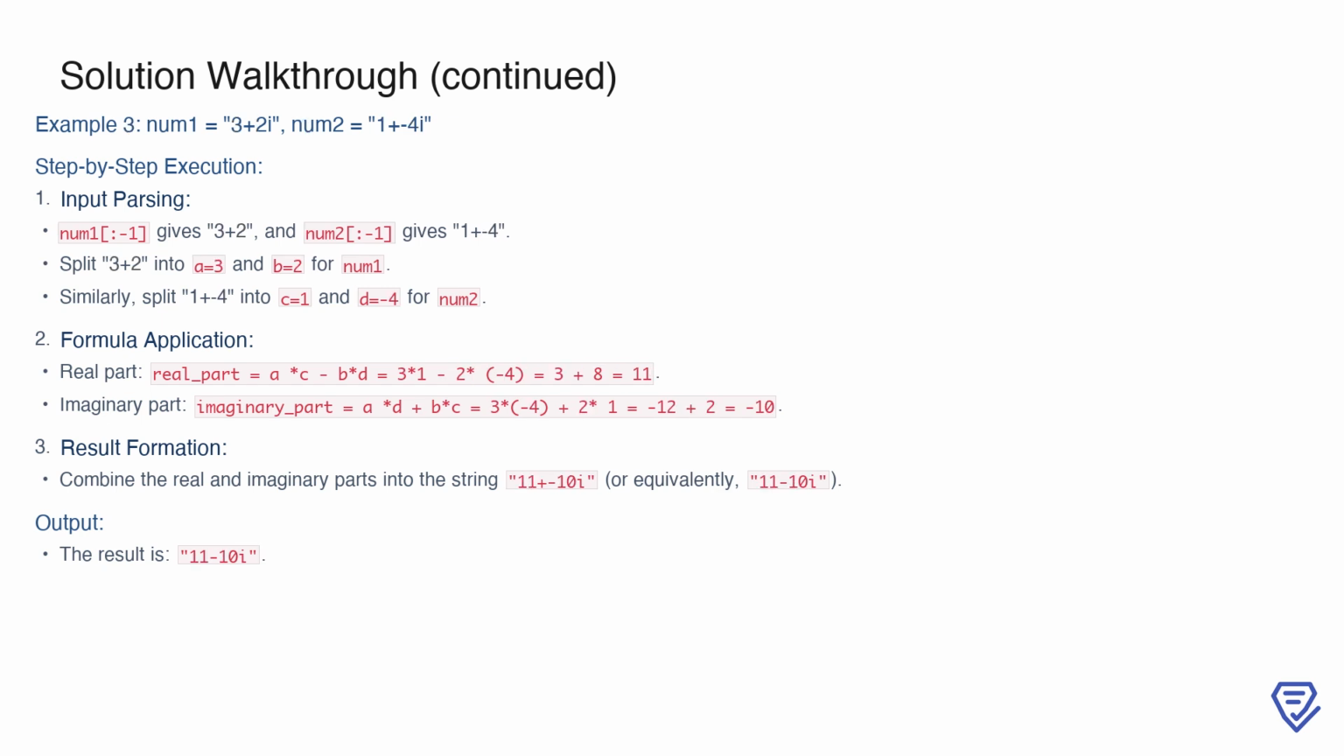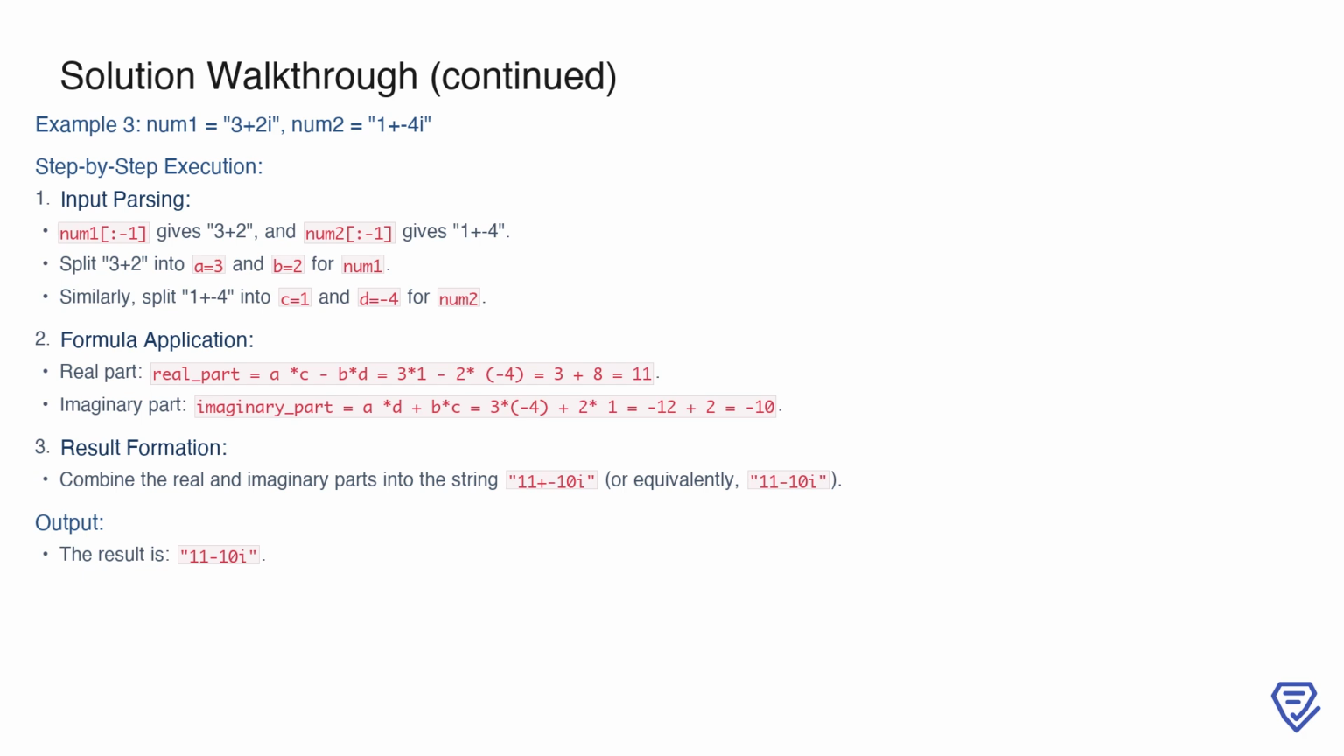In the third example, we work with the complex numbers 3 plus 2i and 1 plus -4i. Removing the trailing i, we are left with 3 plus 2 and 1 plus -4. For number 1, the real part is 3 and the imaginary part is 2. For number 2, the real part is 1 and the imaginary part is -4. Using the formula, we calculate the real part as 3 times 1 minus 2 times -4. This simplifies to 3 plus 8, giving us 11.